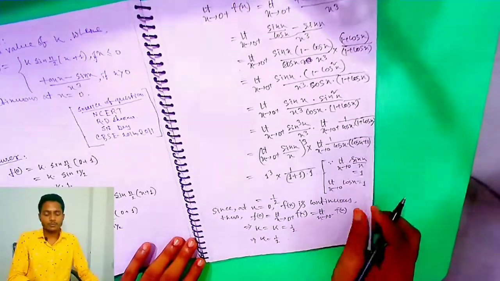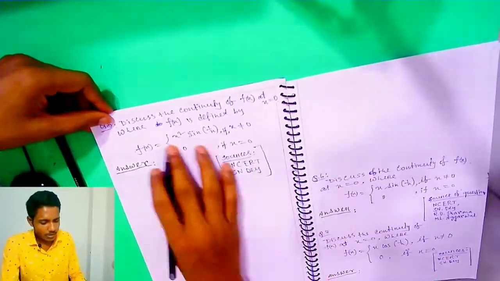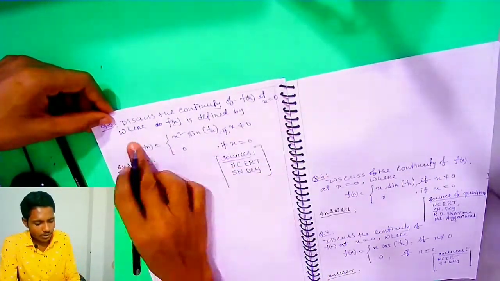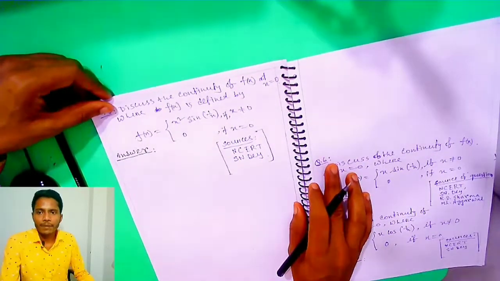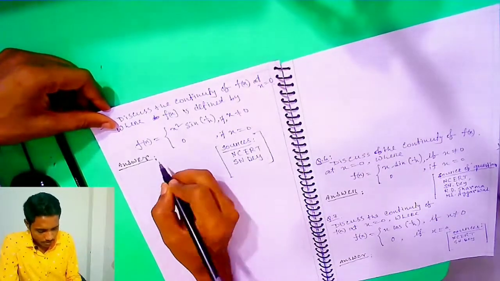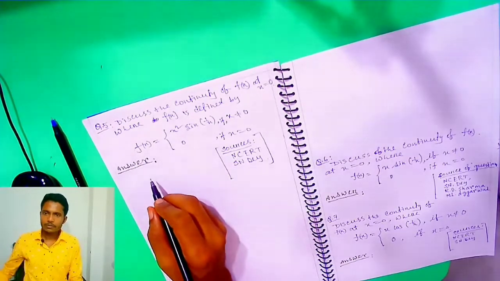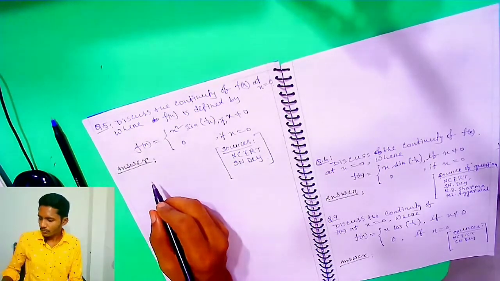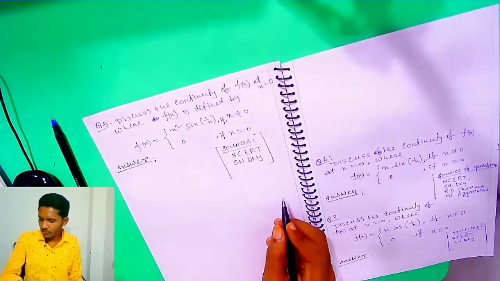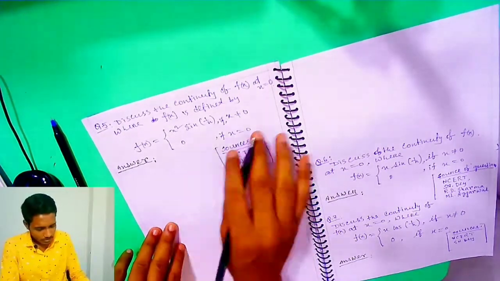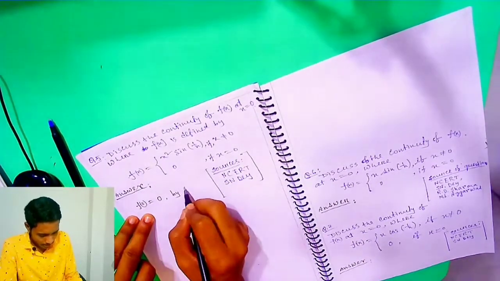Okay, now another question, number 5. Discuss the continuity of f(x) at x is equal to 0, where f(x) is defined by this. Okay, this is a very important question. Okay, now to solve this, we need first. Okay, f of 0 is equal to 0 by definition.